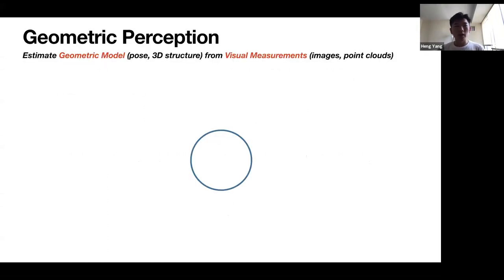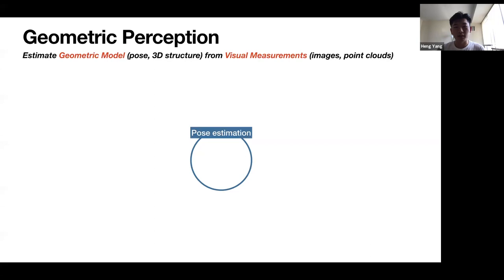So first of all, what is geometric perception? Although there is no clear definition of geometric perception, from my point of view, geometric perception is a task of estimating geometric models from visual measurements. For example, the model can be 3D poses and 3D structure, and the visual measurements can be image and point clouds. Geometric perception spans a whole spectrum of problems.